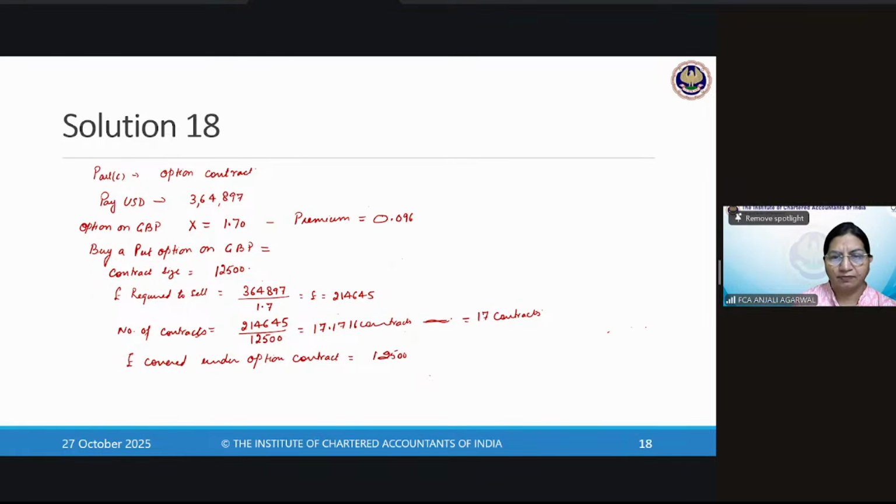12,500 multiplied by 17. So, 2,12,500 pounds are covered with a strike price of 1.7. So, 2,12,500 into 1.7. These many dollars you will get if you exercise put option.